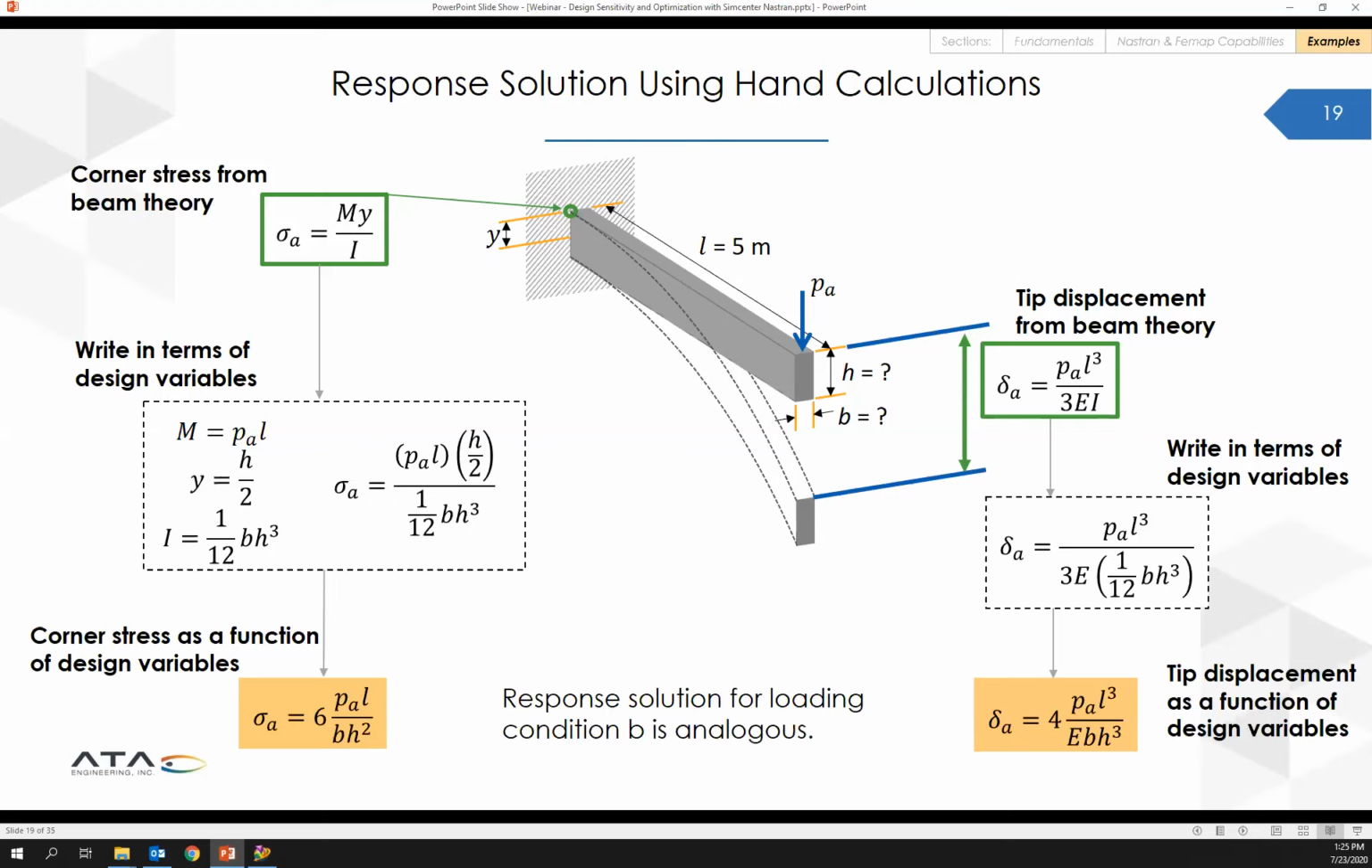So this is for loading case A. If you remember, there's a horizontal loading case. It's analogous. I'm not going to derive that whole case, but essentially what happens is you flip B and H in these equations because the load is in the other direction. So you can rederive that if you're interested, but it's the same process.